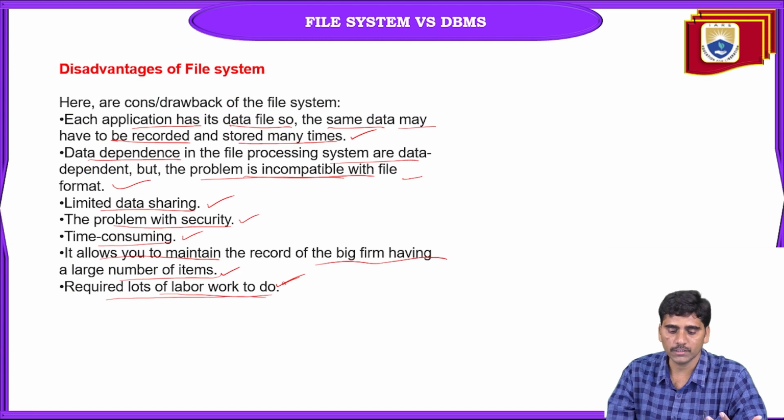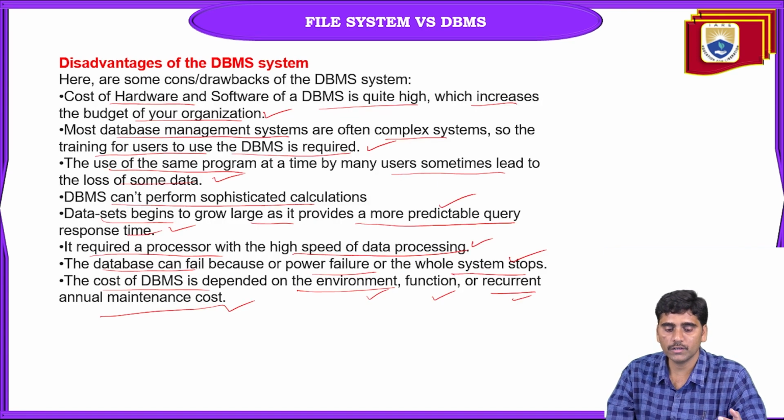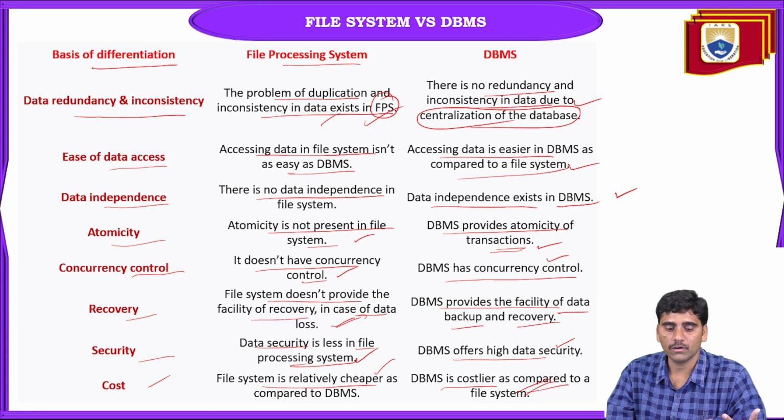And here are the disadvantages. Limited data sharing is one disadvantage of the file system. A lot of labor is required to do the work. There is also a problem with security, and it is time consuming. And a disadvantage of DBMS is that the cost of hardware and software is high compared with file systems. So like that, some disadvantages are there.